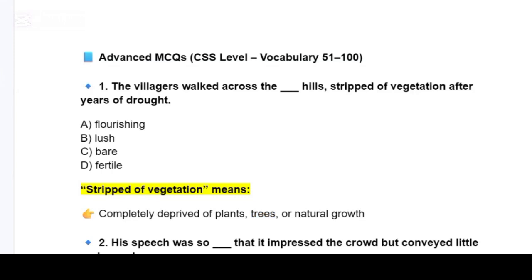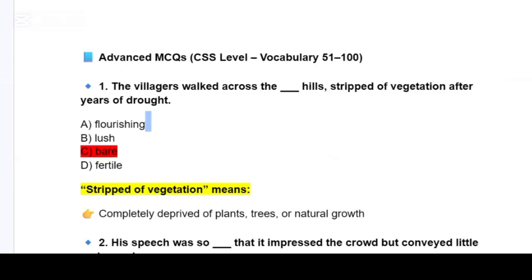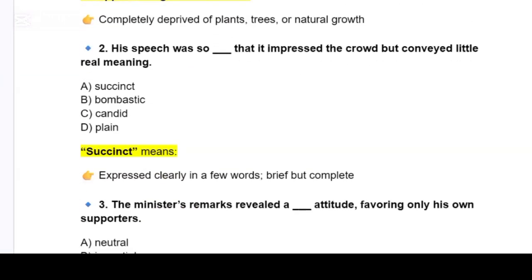So the villagers walked across the dash hills. Flourishing hills? No. If there is no plant, no tree, and no natural growth, it is not flourishing. Lush, no, and fertile, no. Bare. Bare is the correct option here. The villagers walked across the bare hills because the hills were stripped of vegetation, deprived of plants. Next we have: his speech was so dash that it impressed the crowd but conveyed little real meaning.